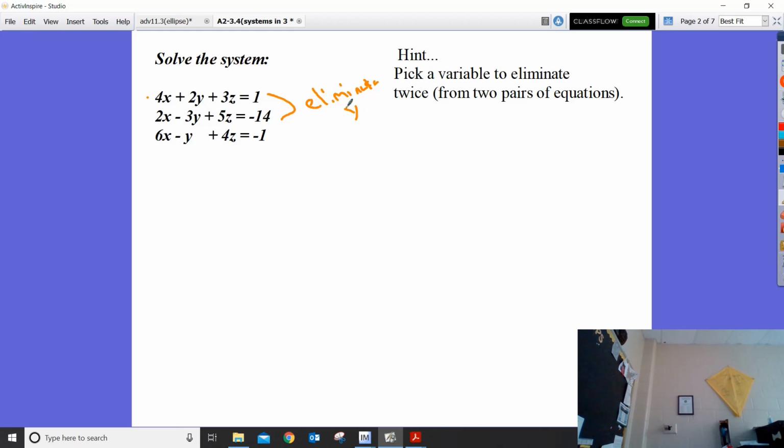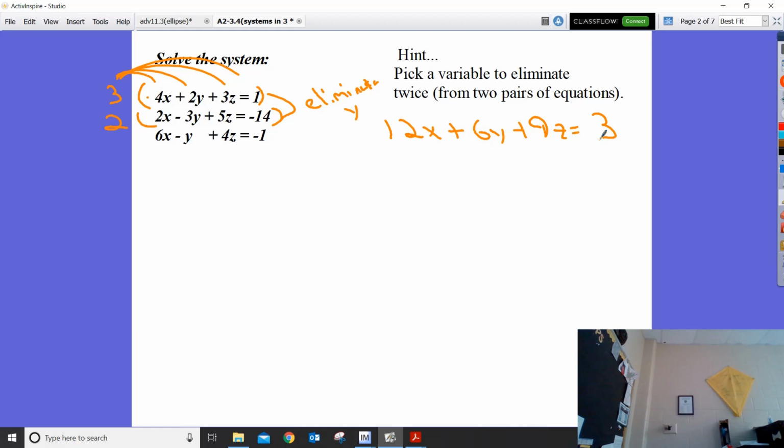The smallest number would be 6. We want to turn that 2 into a 6. We want to turn that negative 3 into a 6. So what do we multiply the top equation by? 3. How about the second equation? 2. This guy gets 3. This guy gets 2. And you've got to give that to everything, not just one thing. It's the distributive property. That becomes 12x plus 6y plus 9z is 3.